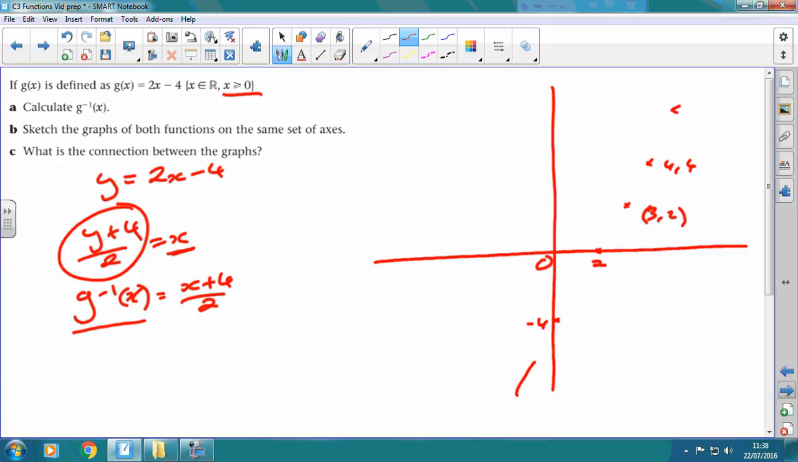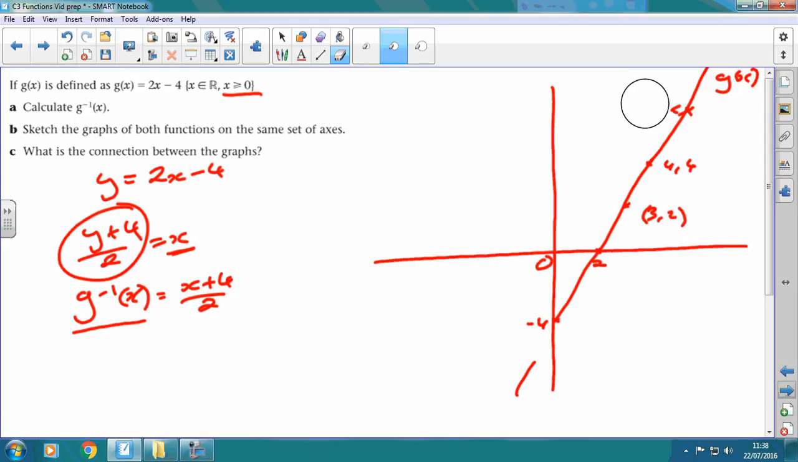So if we then join those points up, the x can only be greater than or equal to 0, so our graph looks like that there. And this is what g of x looks like. Now it asks us to sketch the inverse function. So if we write that as x over 2 plus 2, when x equals 0, y equals 2.